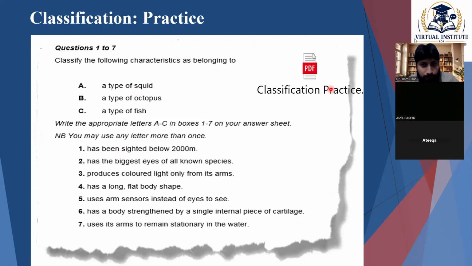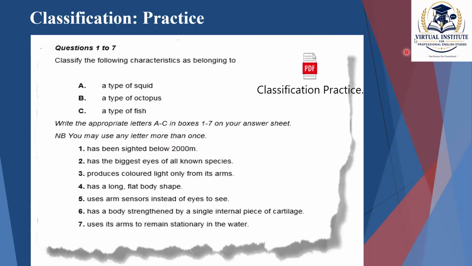Squid is actually a type of marine animal or something like that, right? It lives in the water, in the sea. All these three things, octopus, squid, and fish, are living in the sea, right? They are sea animals. You can say it this way. Is it clear?